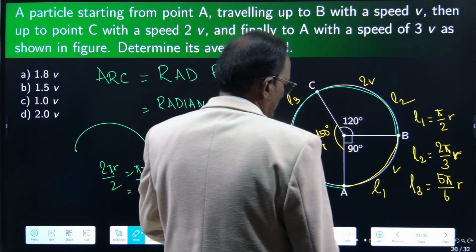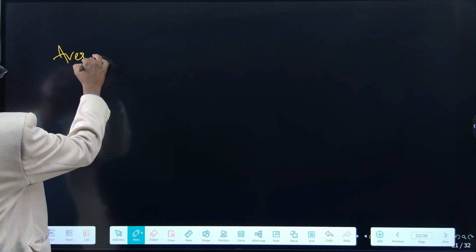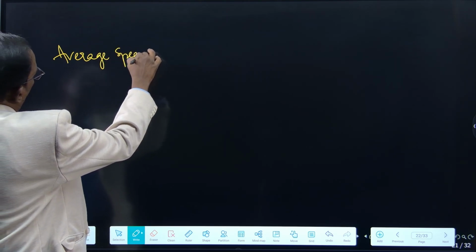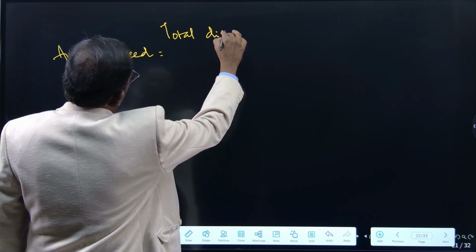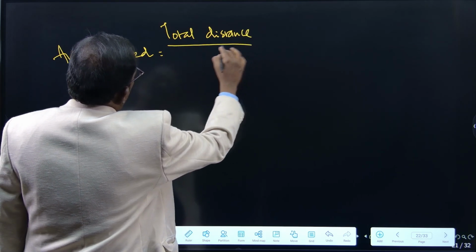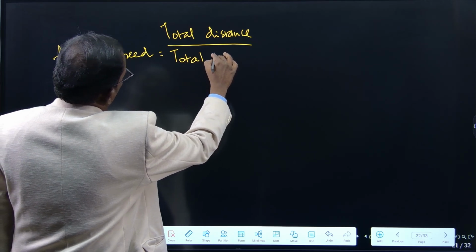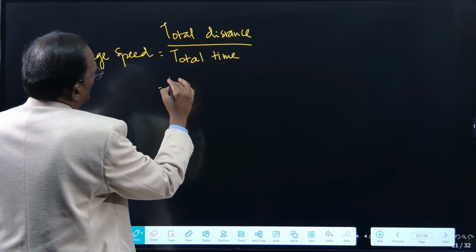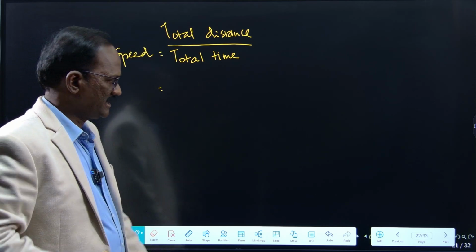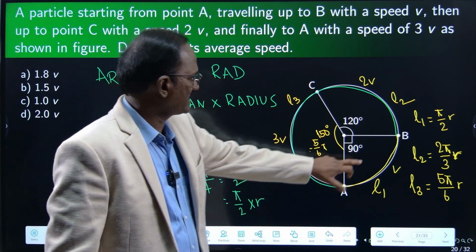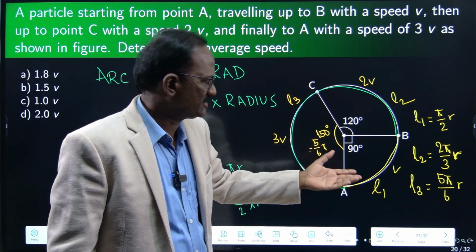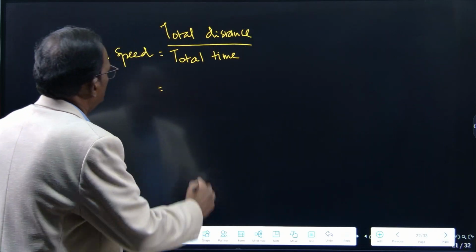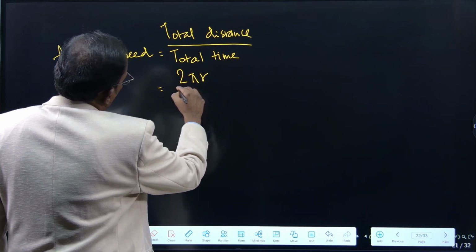I am going to calculate what is average speed, right? Average speed is equal to total distance divided by total time. Total distance is L1 plus L2 plus L3. Straight away we can write L1 plus L2 plus L3, 2 pi r, isn't it? Circumference only. Straight away I will write total distance is the circumference value.